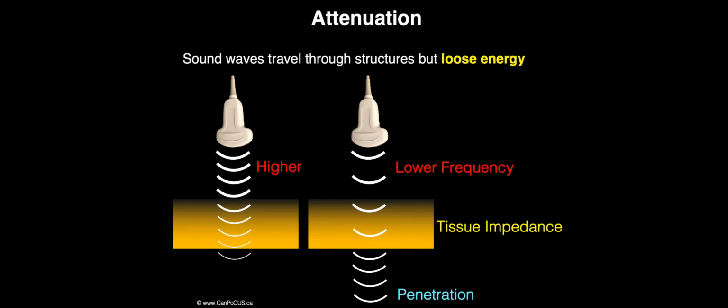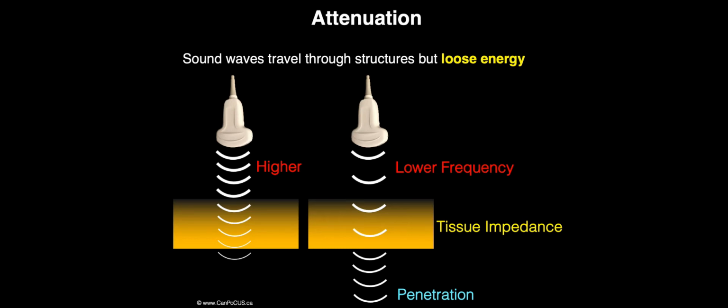When I talk to someone in a large room, the further apart we are, the quieter my voice will be heard. The sound waves generated by my voice are being attenuated over that distance. As sound waves travel through tissue in the body, attenuation is determined by the tissue impedance. Structures with high tissue impedance result in greater attenuation of the sound wave.